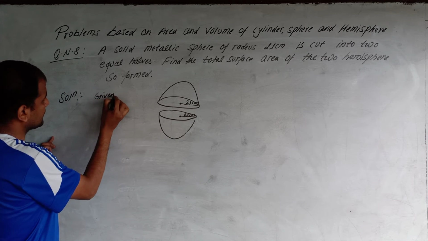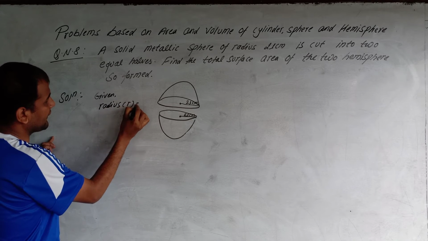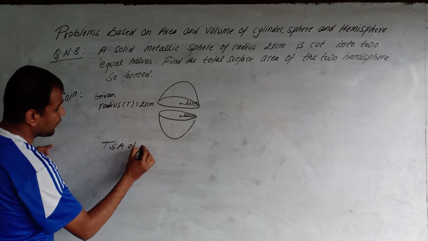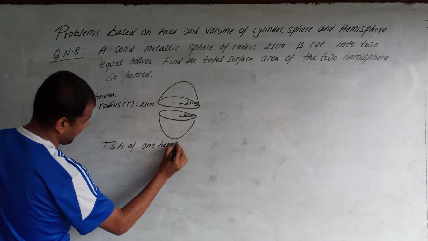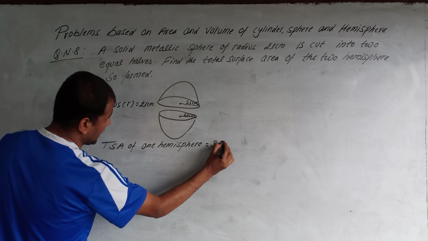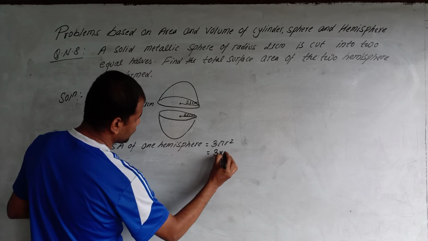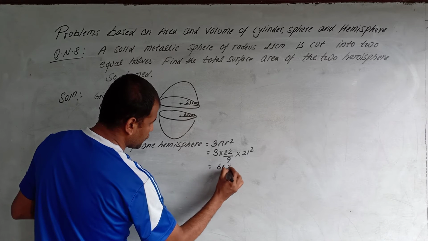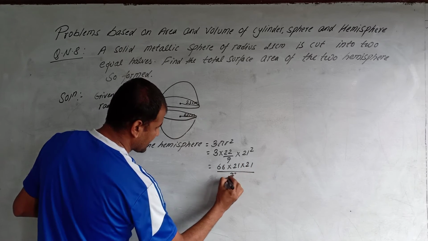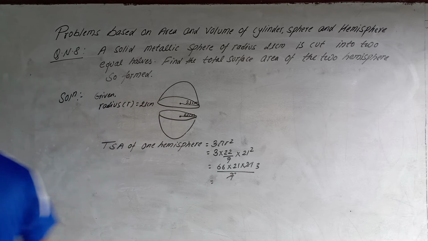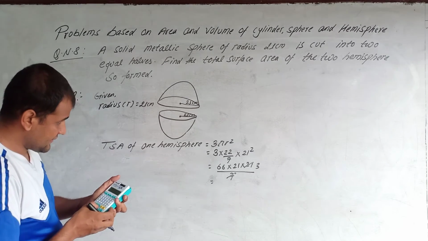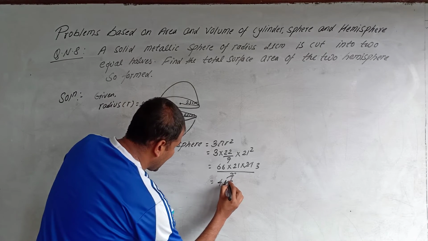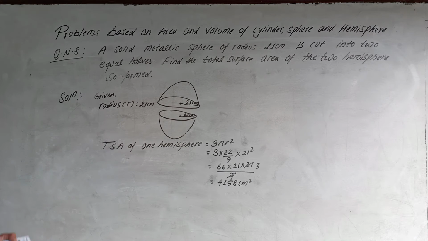So given here is radius r is equal to 21 centimeter, and we find the TSA of one hemisphere. It is equal to 3 pi r square, is equal to 3 into 22 by 7 into 21 to the square. That is equal to 66 into 21 into 21 by 7. 7 3s are 21, is equal to 66 into 21 into 3, that is equal to 4158 centimeter square is the TSA of one hemisphere.